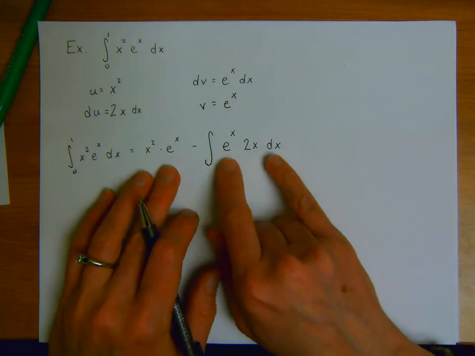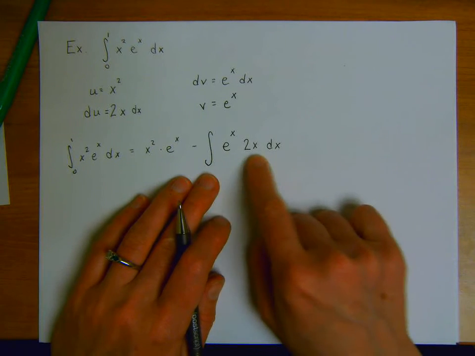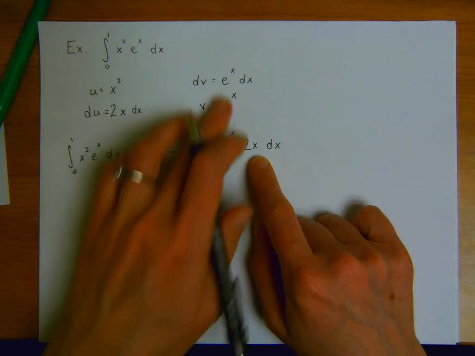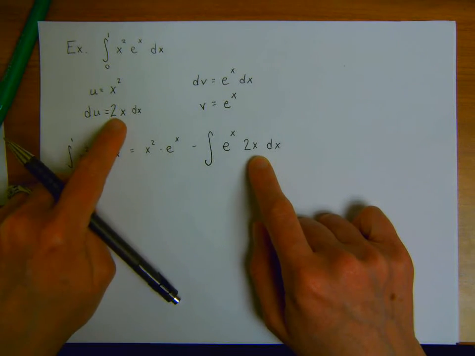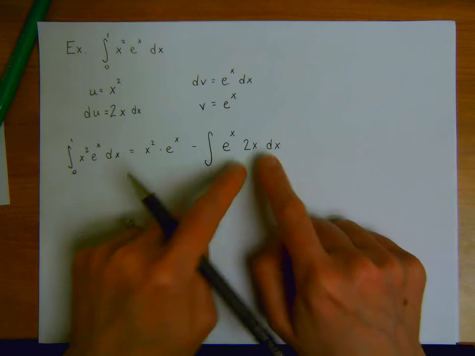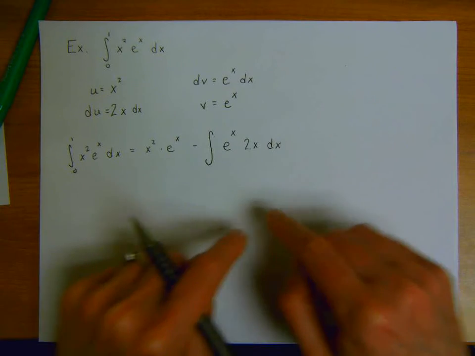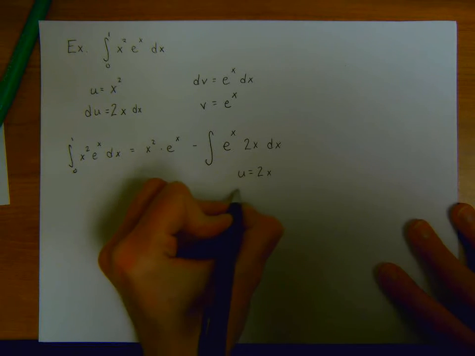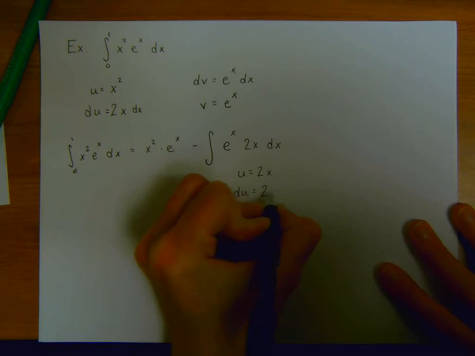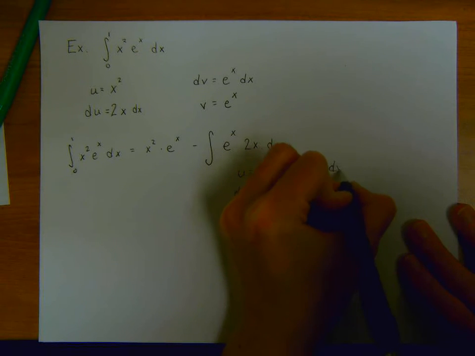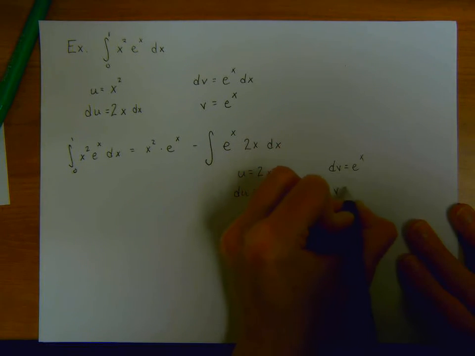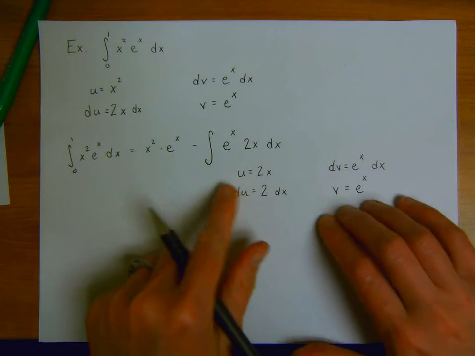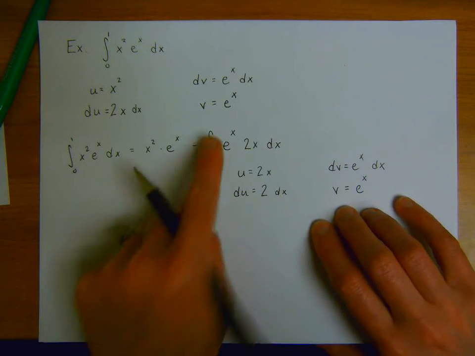So this did get simpler, but I still can't quite integrate this one. This is a case where I'm going to have to do integration by parts twice. I did it once, and I reduced the power of the x a little bit, but I'm going to have to do it a second time and reduce the power on the x even more. So let's do some more scratch work. I'm going to set my u equal to 2x, my du is equal to 2 dx, dv is equal to e to the x, and v, the antiderivative of e to the x, is still just e to the x. So now I'm prepared to do integration by parts a second time.